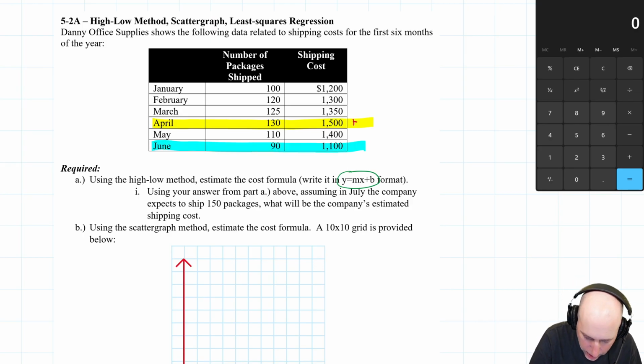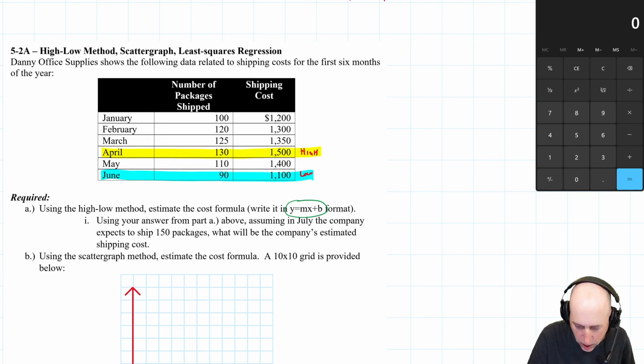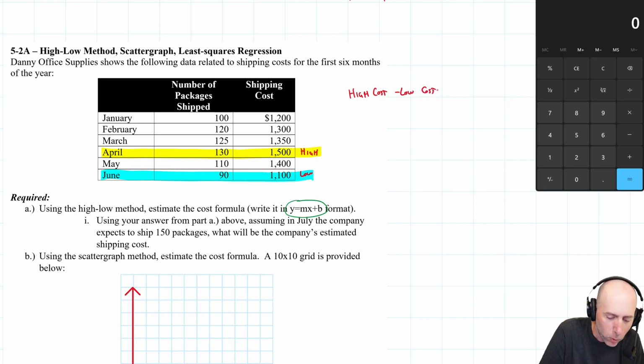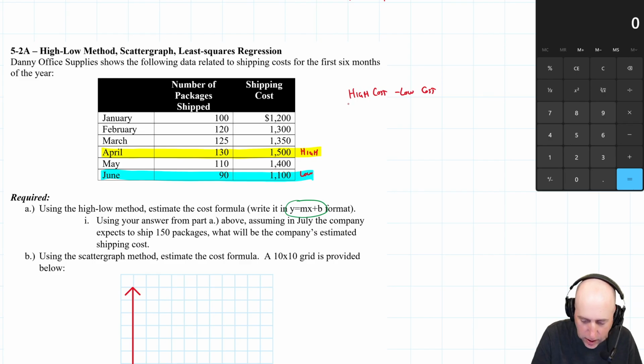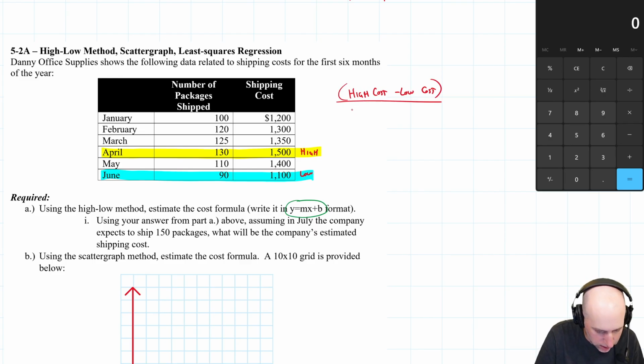So again, high, low. The high-low method says, take the high cost, the yellow highlighted line, the month with the highest activity level, whatever the related cost was. We'll call that high cost minus low cost. I want to be careful here. If, for example, January had $1,800 cost for some reason, we would ignore it. We're just taking the cost of the month with the highest activity level. So $1,500 minus $1,100 divided by the high activity level minus the low activity level.